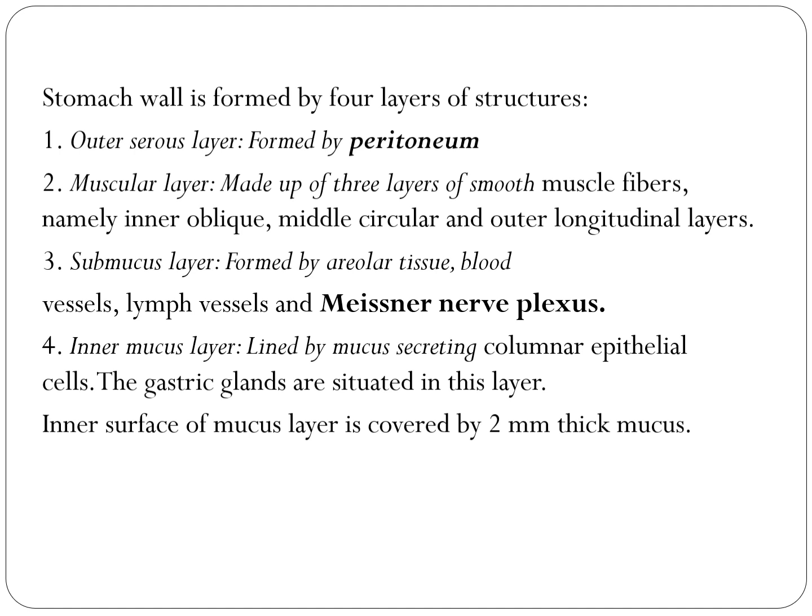Then the third one, the submucous layer formed by areolar tissue, blood vessels, lymph vessels and Meissner's nerve plexus. Then the fourth one, the inner mucous layer lined by mucus secreting columnar epithelial cells. The gastric glands are situated in this layer. The inner surface of the mucous layer is covered by 2 mm thick mucus.